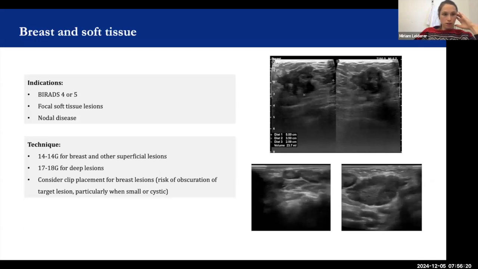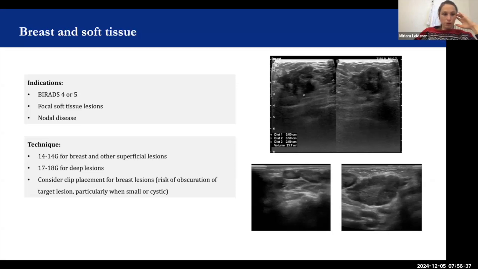And then lastly, breast and soft tissue. Indications are BI-RADS 4 or 5 lesions. For outside the breast, you have focal soft tissue lesions and nodal disease.